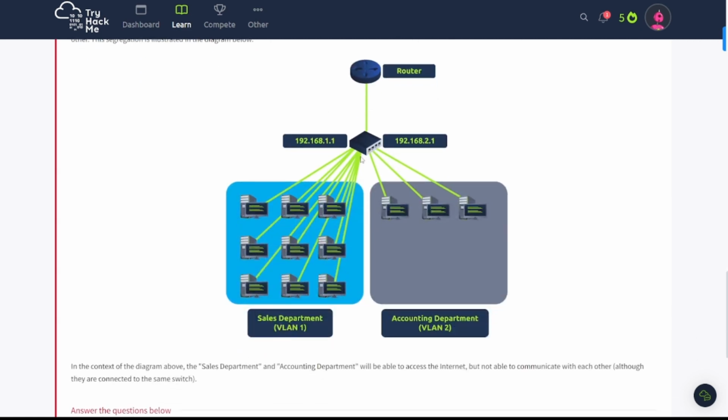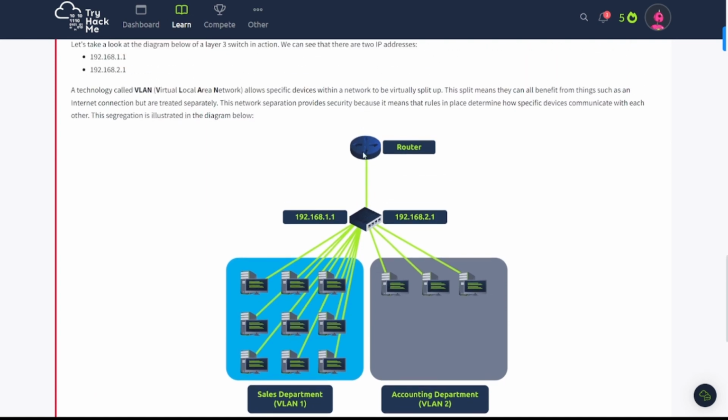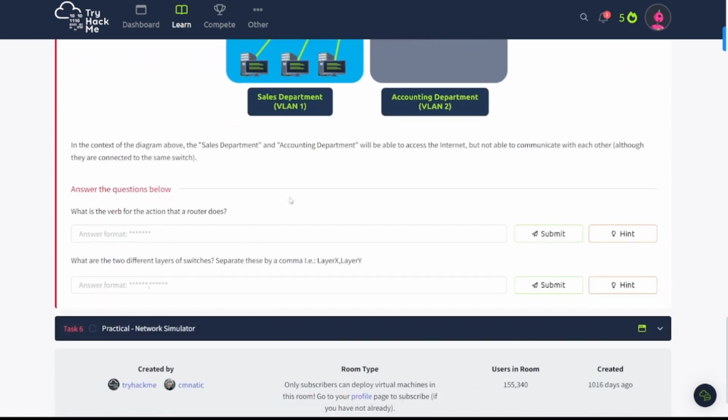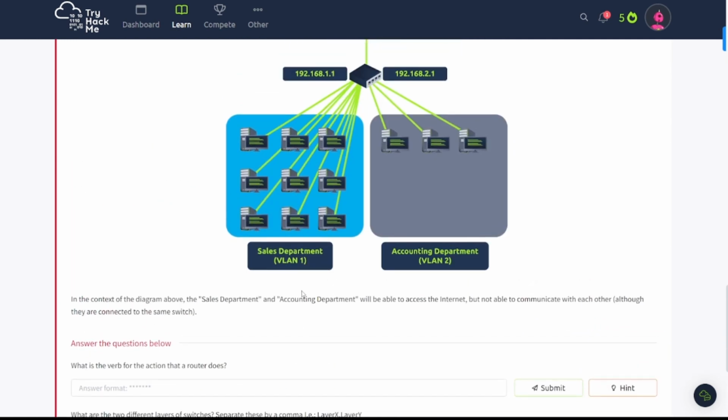You've got the router, you've got that layer 3 switch here, right? And it's communicating to the endpoints on different VLANs, split up by VLANs. In the context of the diagram below, the sales department and accounting department will be able to access the internet but not able to communicate with each other, although they are connected to the same switch.